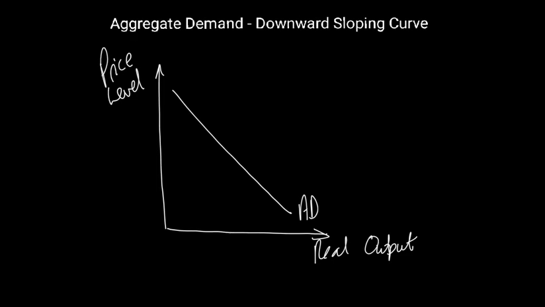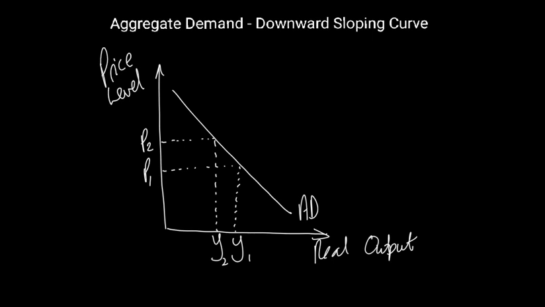Okay, and what this is telling us is quite simply that as the price level in the economy changes, that will have an impact on the amount of real output that is taking place. So, for instance, if we saw an increase in the price level from P1 to P2, that would mean a reduction in the amount of real output from Y1 to Y2.